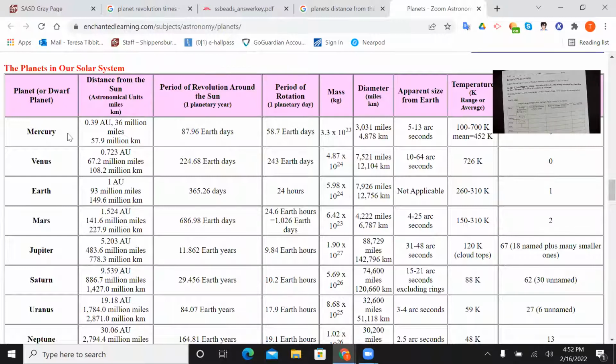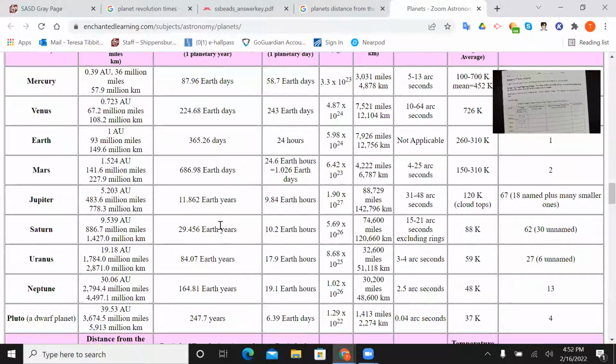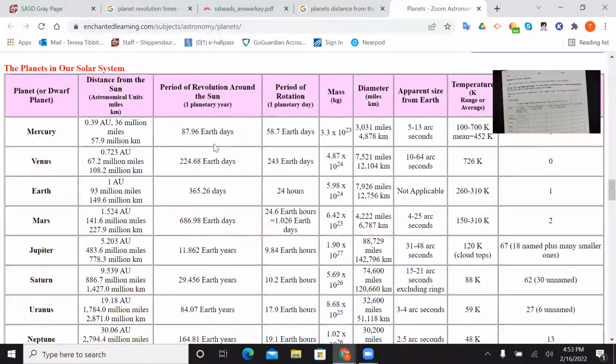All right, we also need the period of revolution, and that information is right here. So what we need is the values in Earth years, and you can see some of these are given in days. So Mercury, Venus, Earth, and Mars are given in Earth days. We need them in Earth years. Jupiter, Saturn, Uranus, and Neptune are given in Earth years. So for Jupiter, Saturn, Uranus, and Neptune, you can just write those numbers down on your paper, but the other ones have to be converted.